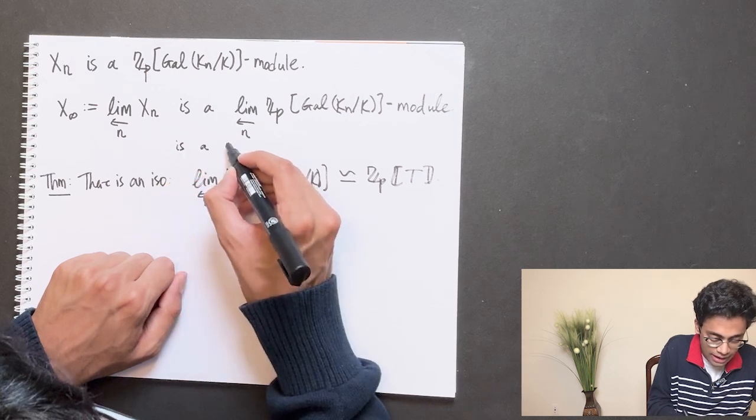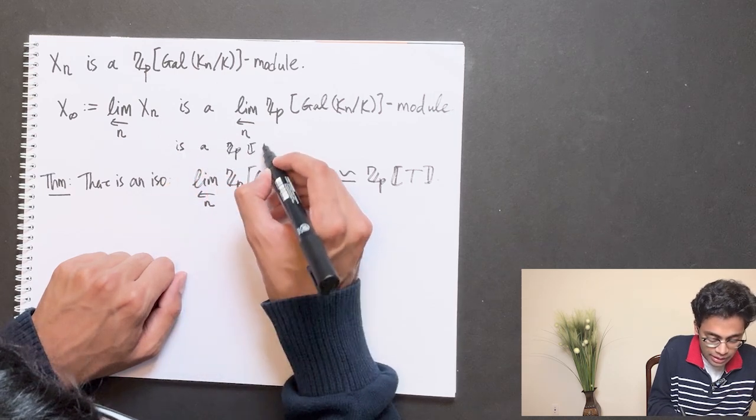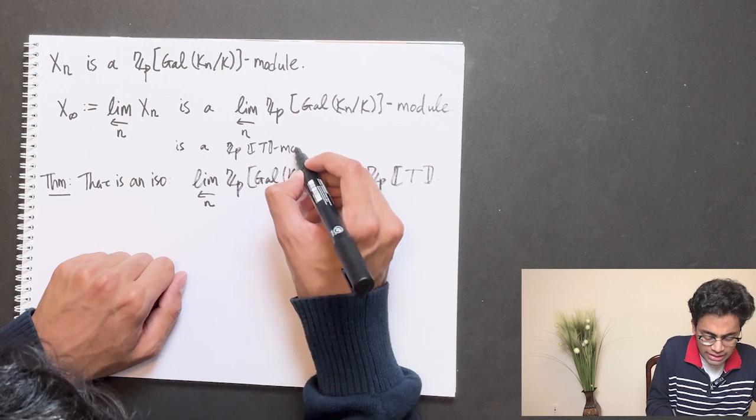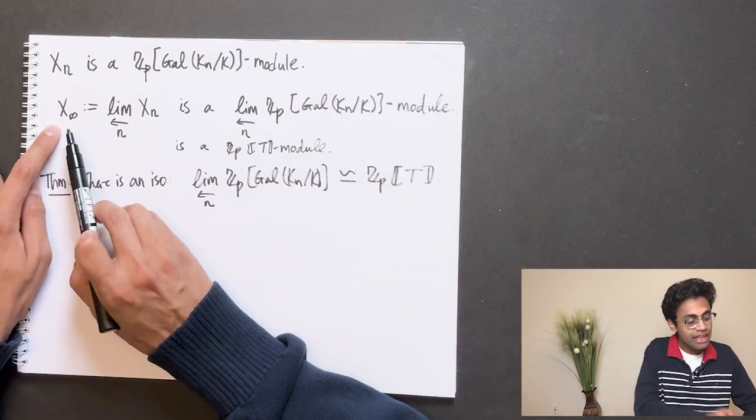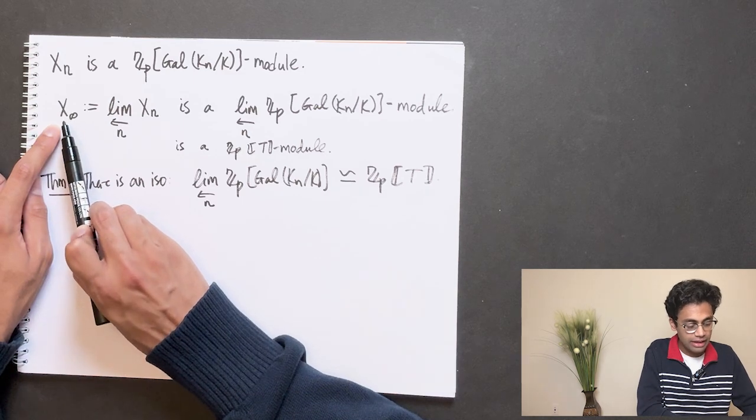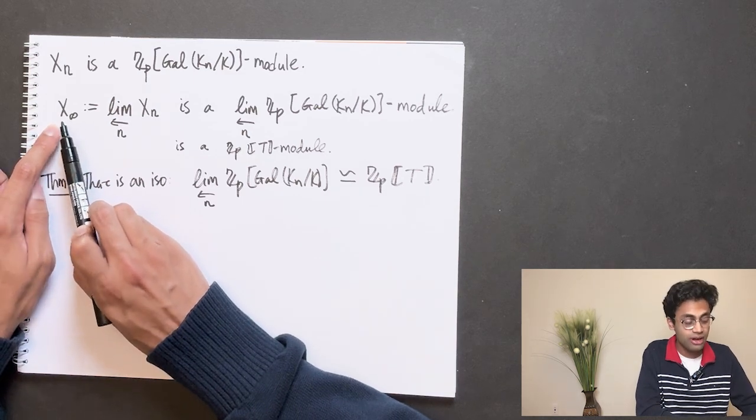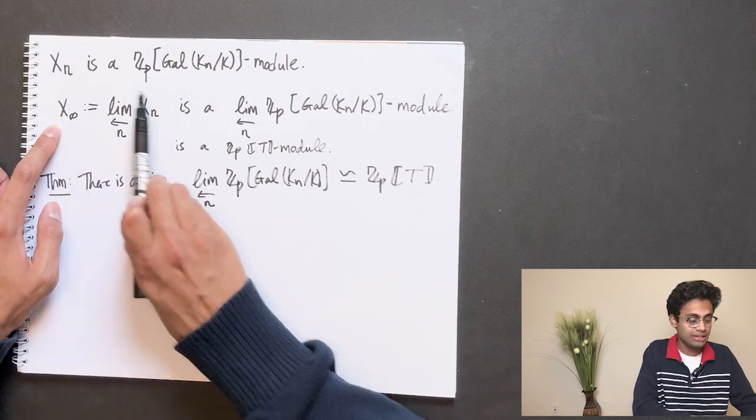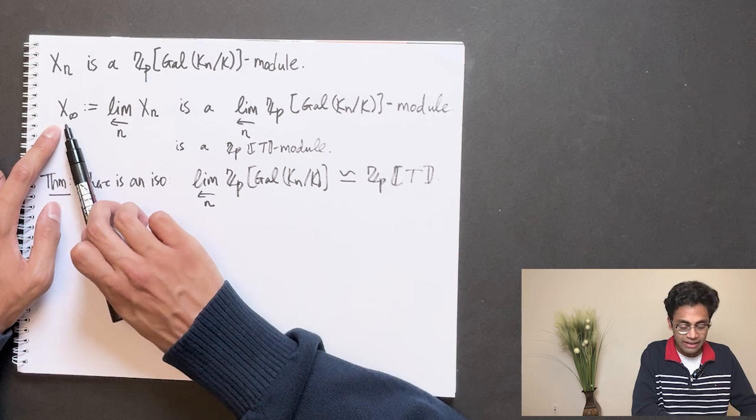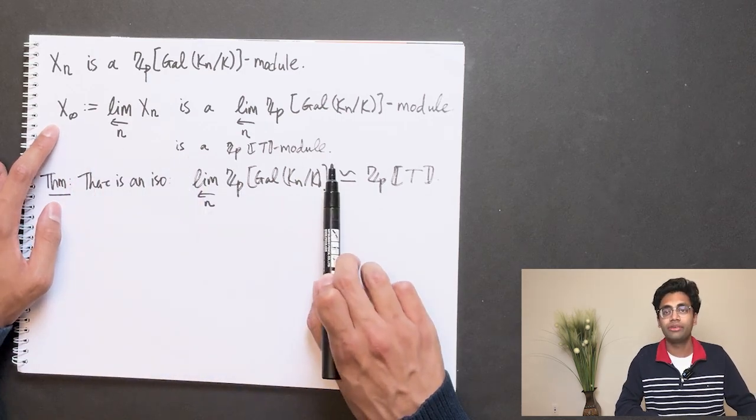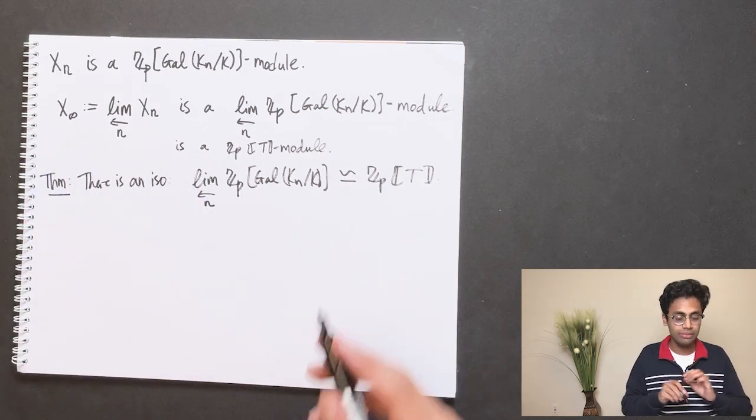Is a Z_p double bracket T module. Now, for the rest of the proof, we're going to forget the definition of X infinity as an inverse limit of these class groups. We're only going to remember the fact that X infinity is a module over the power series ring. And with that, we're going to complete the proof.